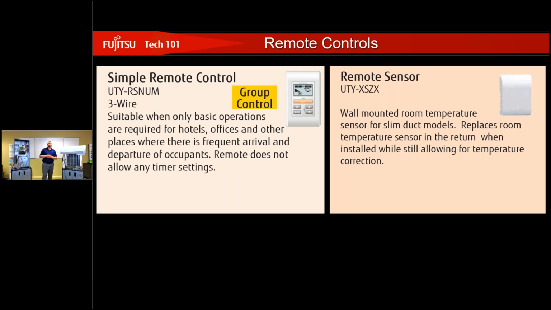All right, remote sensors, we can have those if we're looking to read multiple room temperatures, say in a ducted system or whatever. We can mount these on the wall. This is mostly for the slim ducted units, and it just replaces the room temperature sensor in the return. So basically we're no longer sensing from the unit, we're sensing from these remote sensors.